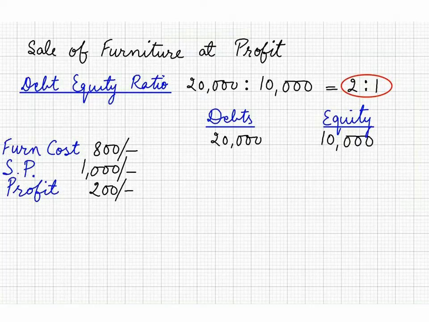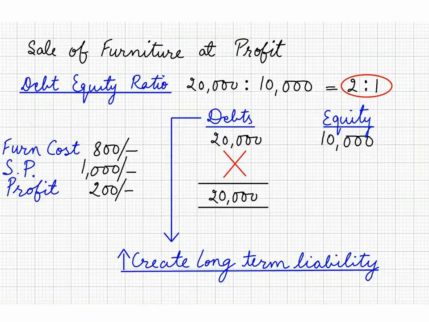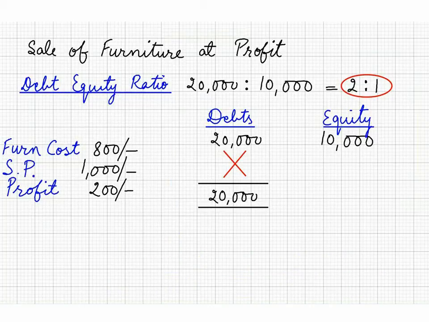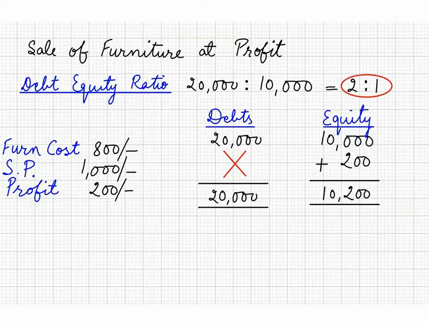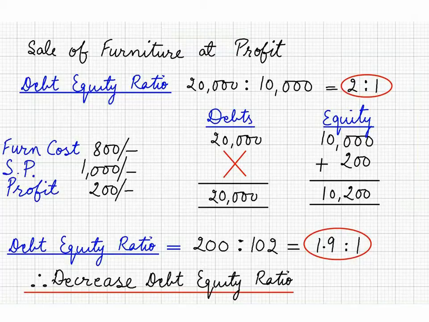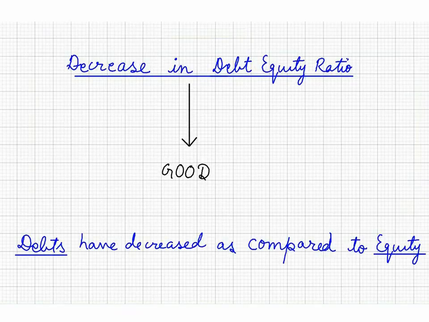So what will happen? It won't affect the debts because debts can be increased if you create some long-term liability. Debts can be decreased if you pay off some long-term liability, but nothing is happening here due to this transaction. But the company has made profit of rupees 200 and the equity will increase by rupees 200. So the new figures will be 20,000 is to 10,200, means 200 is to 102, or I can say 1.9 is to 1. It means this transaction will decrease the debt equity ratio. Means it's a good sign for the company. Decrease in debt equity ratio means the debts have decreased as compared to equity.